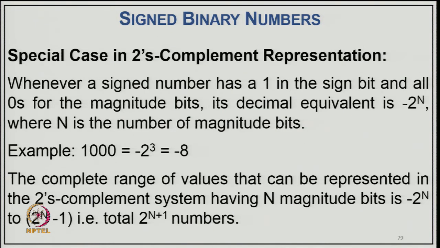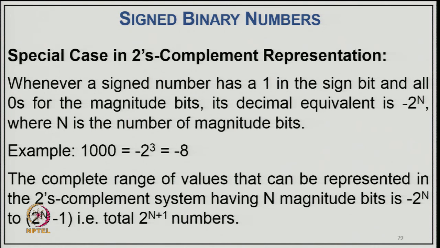Now, coming to a special case in second complement representation. Whenever a signed number has a 1 in the sign bit and all zeros for the magnitude bits, the decimal equivalent is minus 2 to the power n, where n is the number of magnitude bits. For example, here 1 followed by three 0s is minus 2 to the power 3, and that is minus 8.